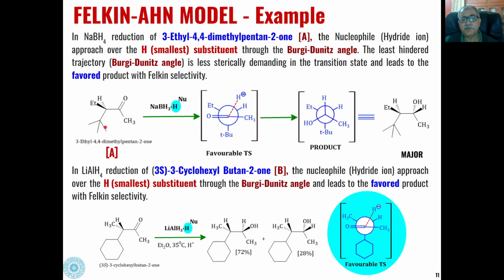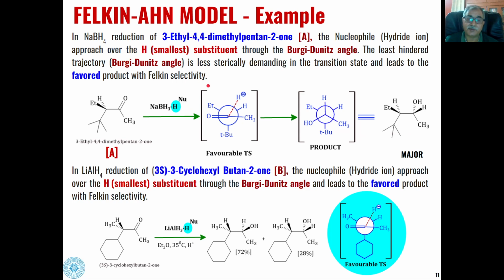And the largest group will be anti to the carbonyl, that is perpendicular to the carbonyl, so that they have the minimum interaction. Here the nucleophile is hydride, and it will attack from the side of the smaller substituent at the Burgi-Dunitz angle. So this favorable transition state will lead to the formation of this product, and we will get the anti product with Felkin selectivity as the major product.